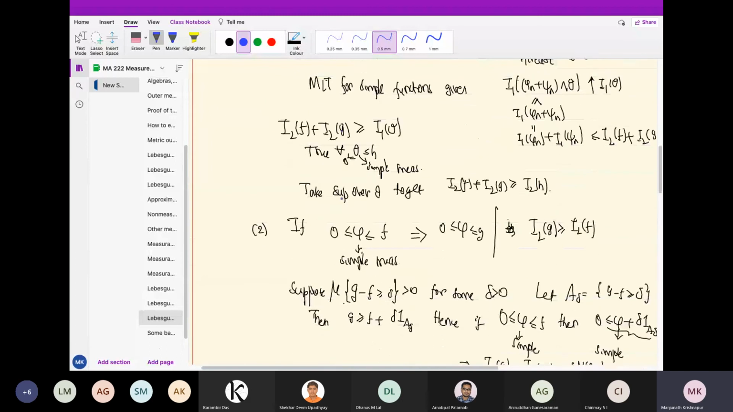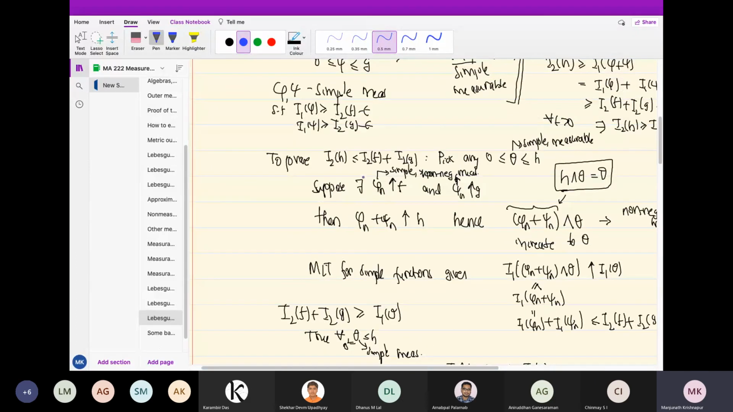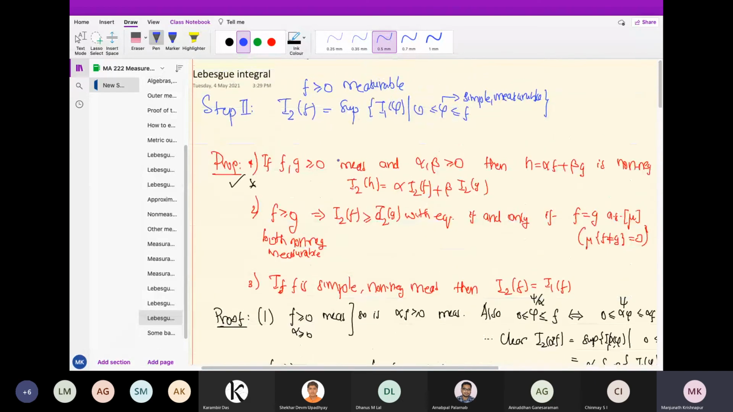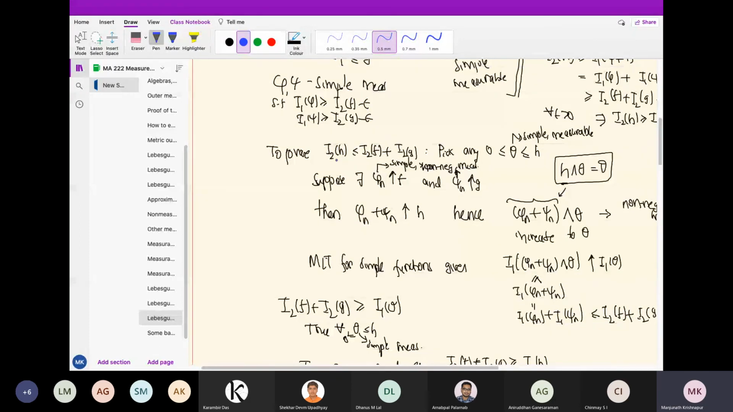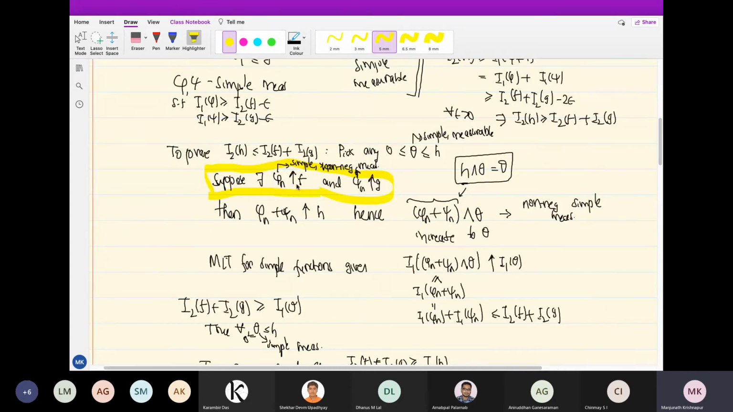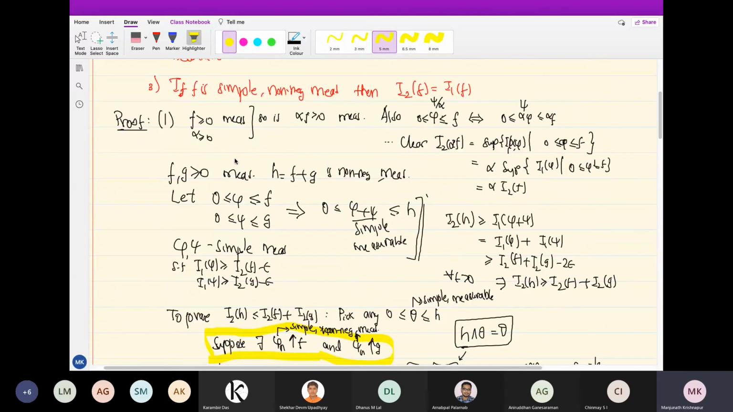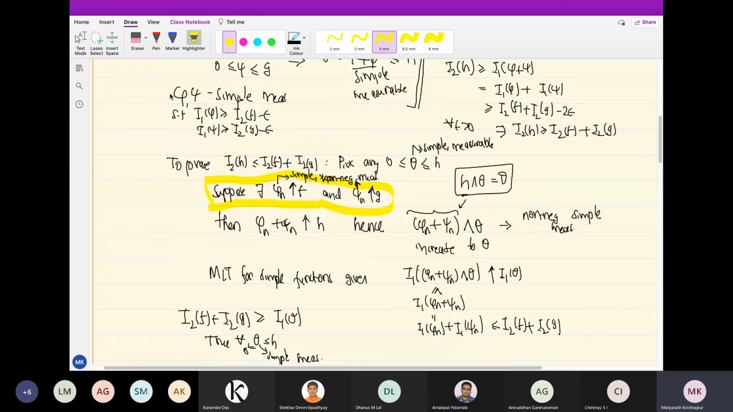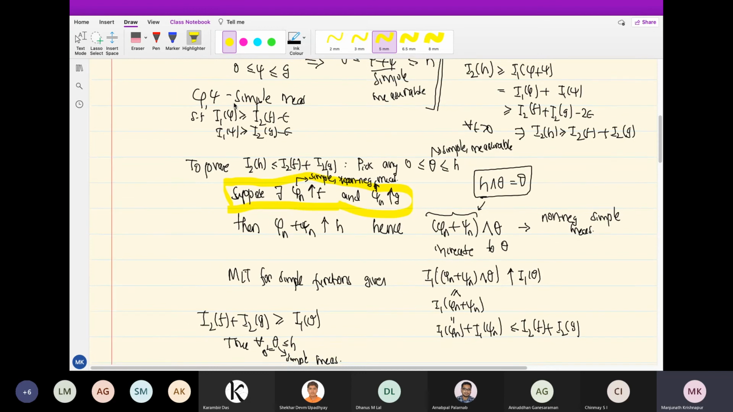But what is the part? I said, in the key part where we were showing additivity of I2, suppose we can find simple functions which increase to f and simple functions which increase to g. I had to prove this, no? How do you know there exists such a thing? So do you remember? Okay, I will not ask embarrassing questions. So this proof actually used a fact that I have to prove really.